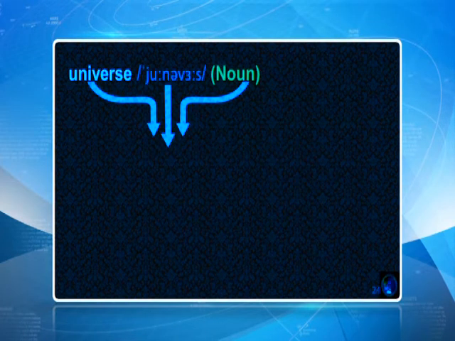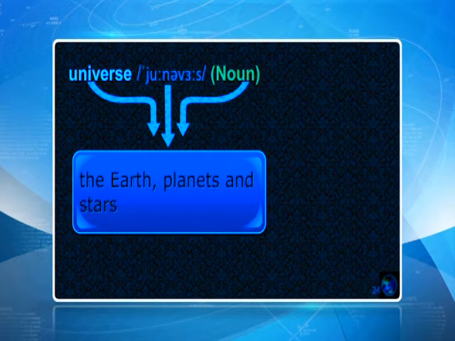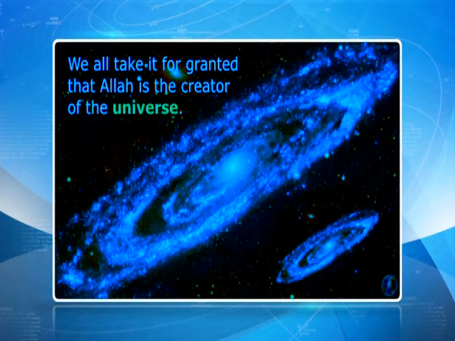The following word is a noun, which is universe. So what's the meaning of universe? It means the earth, planets, and stars. For example, we all take it for granted that Allah is the creator of the universe, as Muslims, of course.